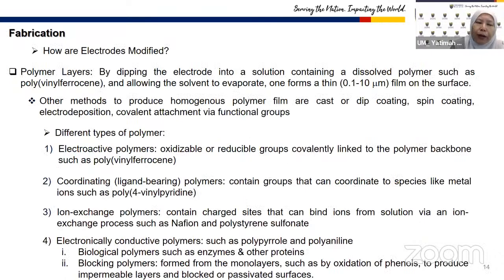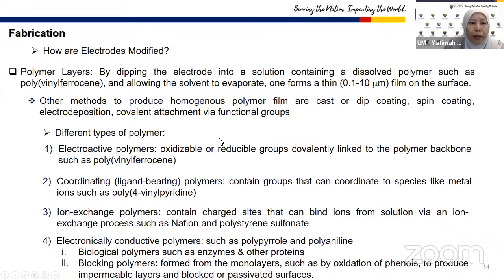We have actually gone through the monolayers and also multilayers. So now we go to the examples of polymer layers. Remember that we have gone through different types of polymers in our first lecture, like polyaniline and so on. They have different material preparation: one is using a simple chemical reaction, and the other is using an electrochemical reaction.